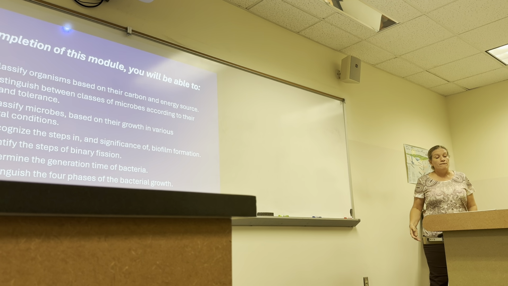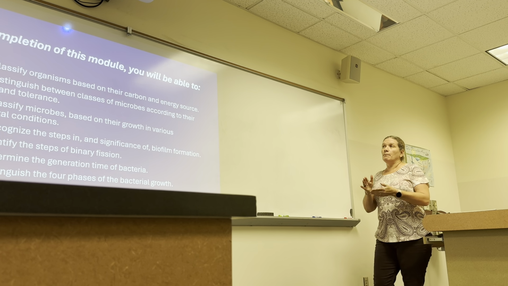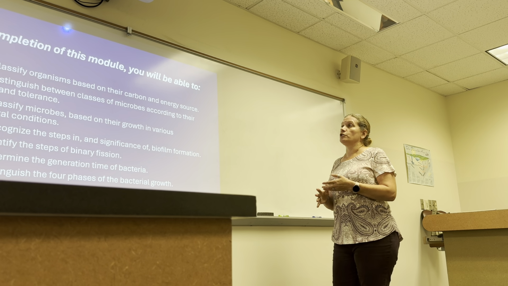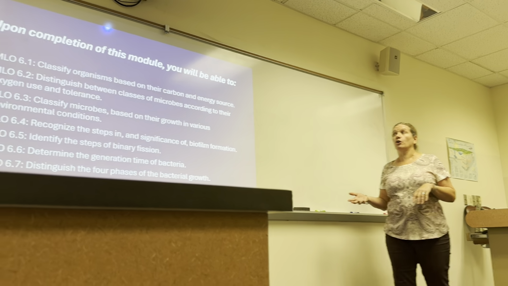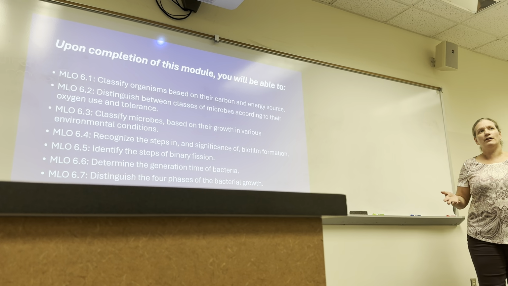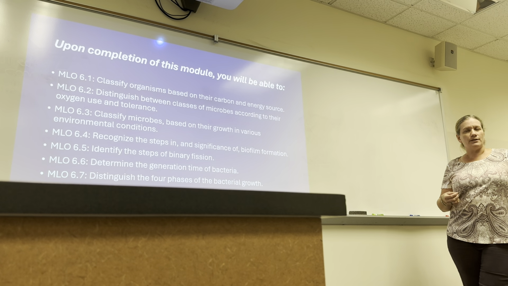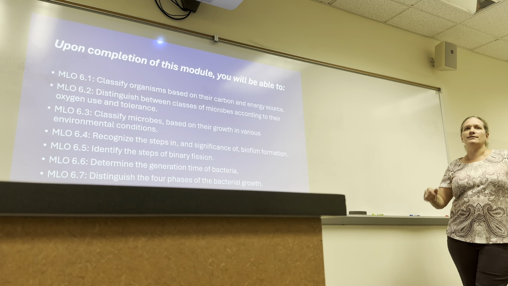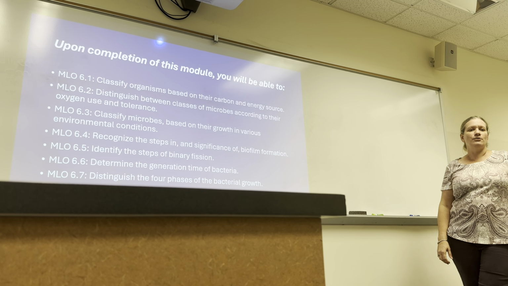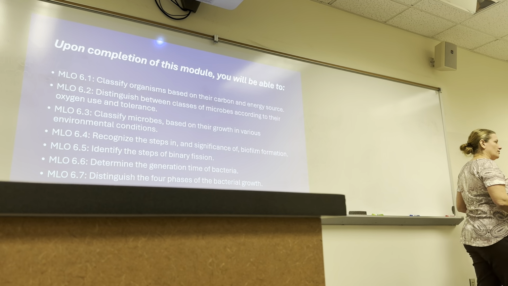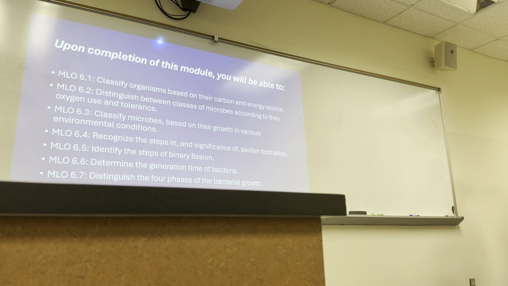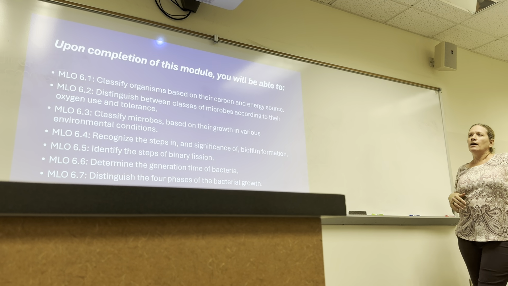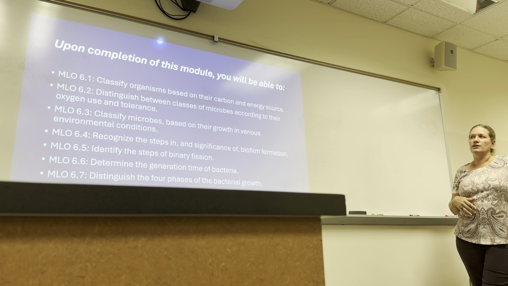For this particular module, our goal is, first of all, to classify organisms based on carbon and energy source. You did this in general biology, so we're going to repeat that process. Remember your autotrophs and your heterotrophs, etc. Hopefully that won't be anything new. Then we're going to start looking at differences between organisms based upon their oxygen use and tolerance.